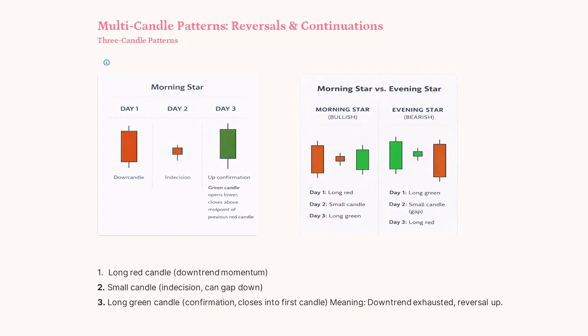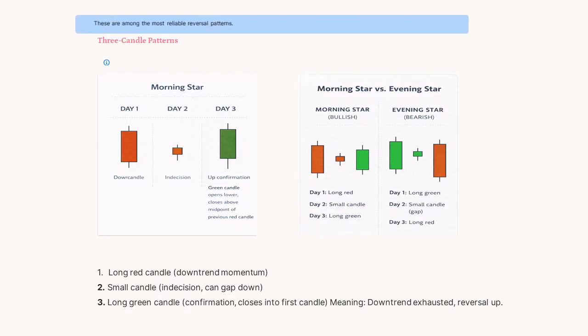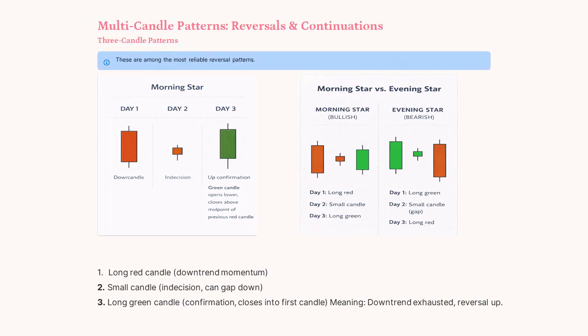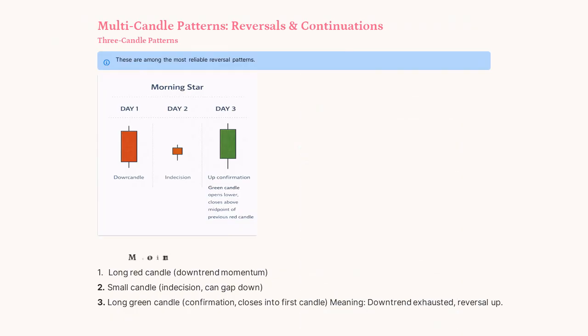The morning star and evening star are 3-candle reversal patterns. They are among the most reliable patterns in all of technical analysis, masterpieces of market storytelling. Morning star, bullish. The morning star appears after a downtrend. It tells the story of a complete reversal from bearish to bullish.